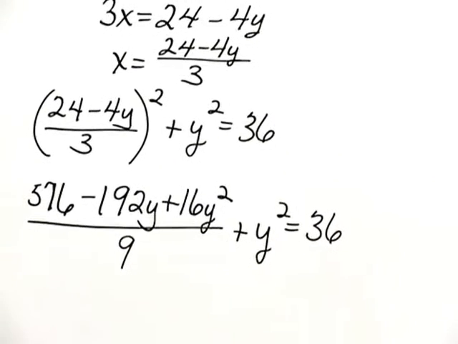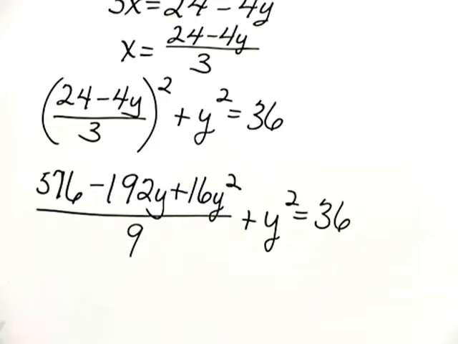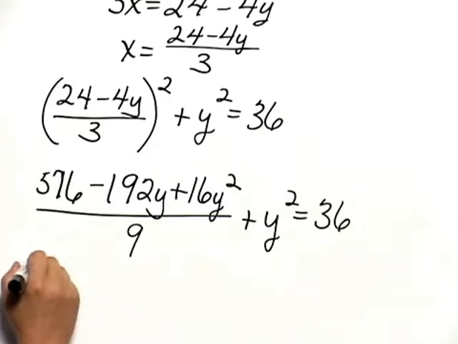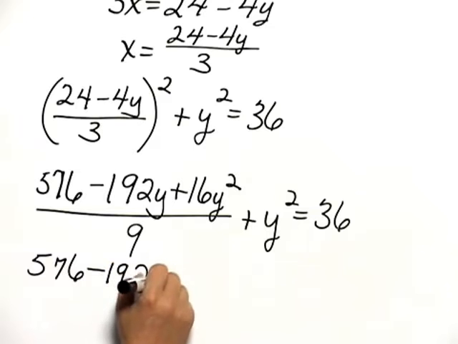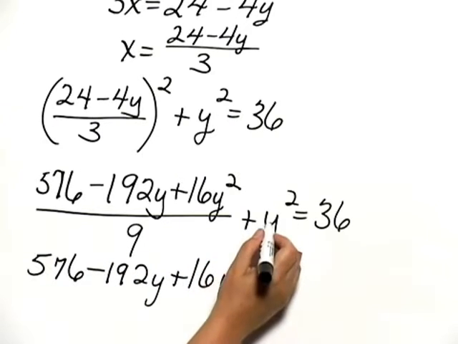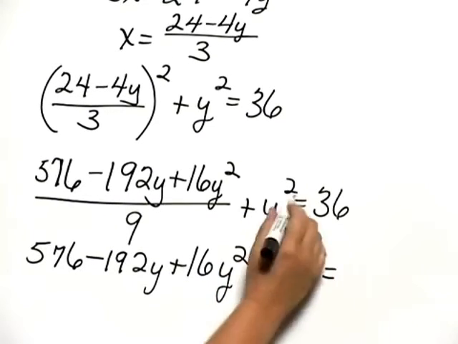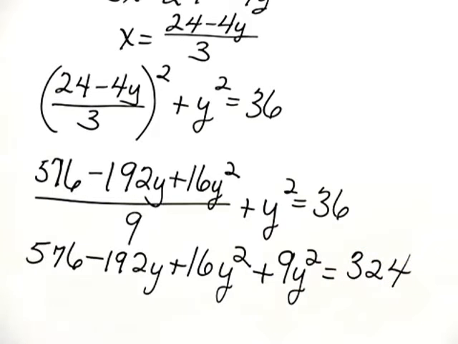Now when we end up simplifying this, we'll be able to write this just as a regular quadratic equation. Let's multiply both sides by 9. When we do that, we multiply this by 9, we get 576 minus 192y plus 16y squared. Then we multiply this by 9. And then we multiply 36 by 9, and we get 324.